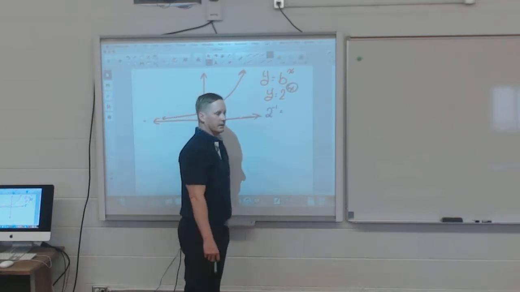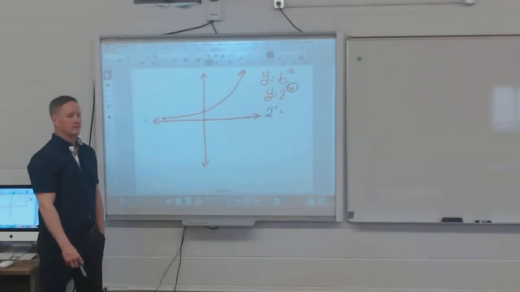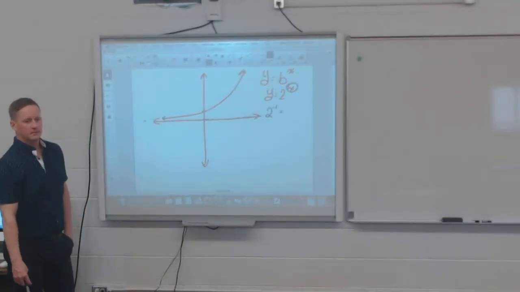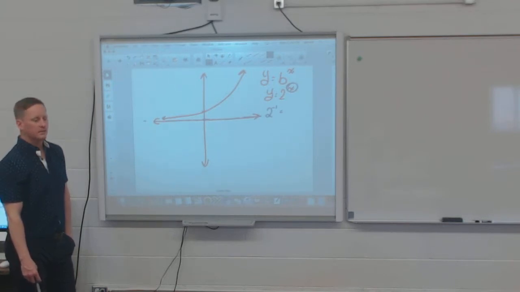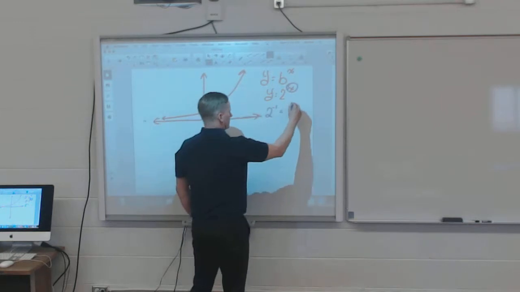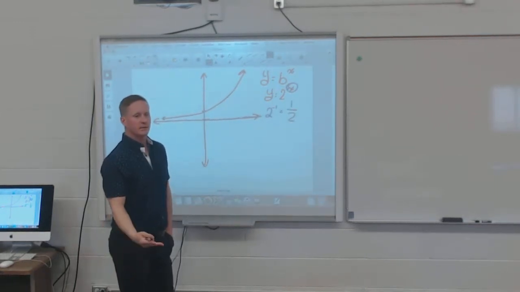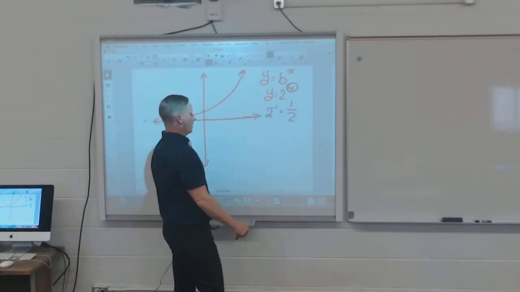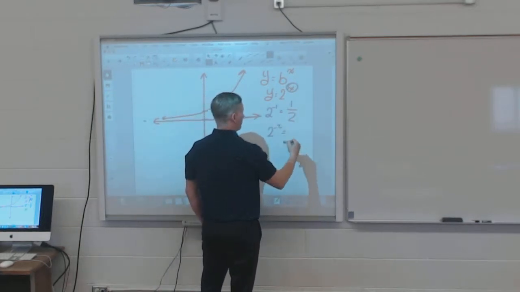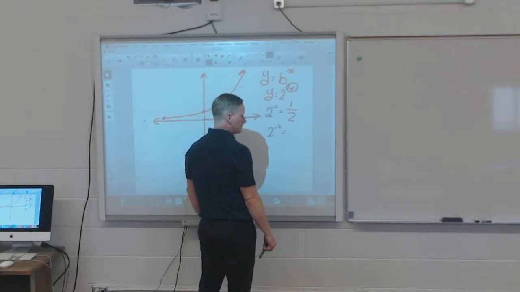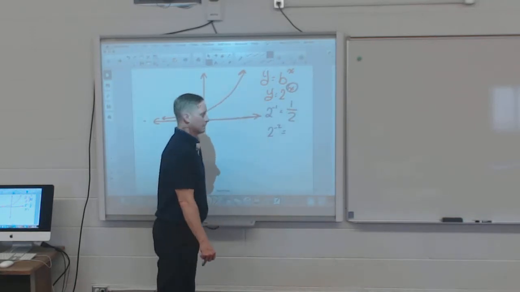Then what would 2 to the 1 be? It's a half. How do you make any exponent positive? You've done this for 2 years now. How do you make the exponent positive? Move it below the line and make it positive. So what is 2 to the negative 2? Come on guys, let's go. A quarter.